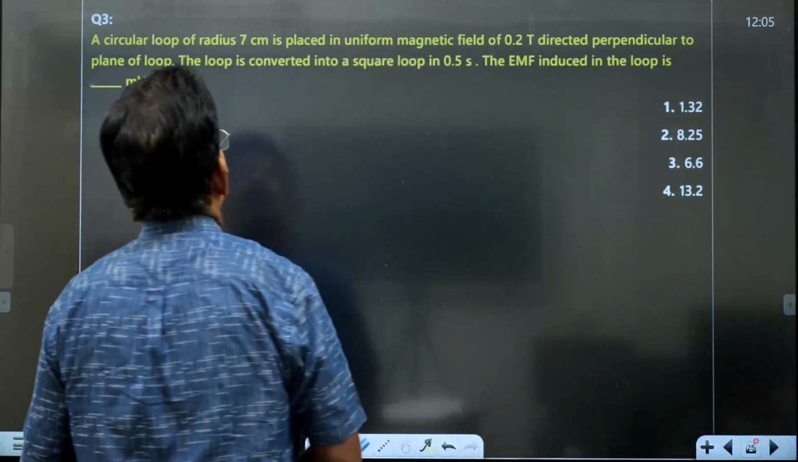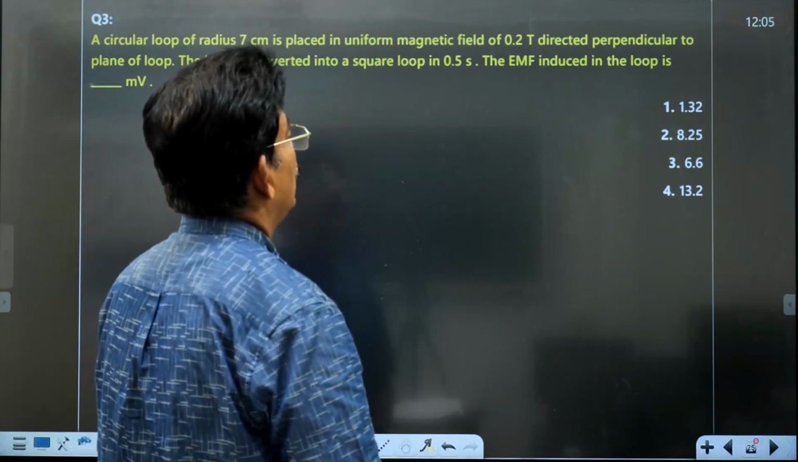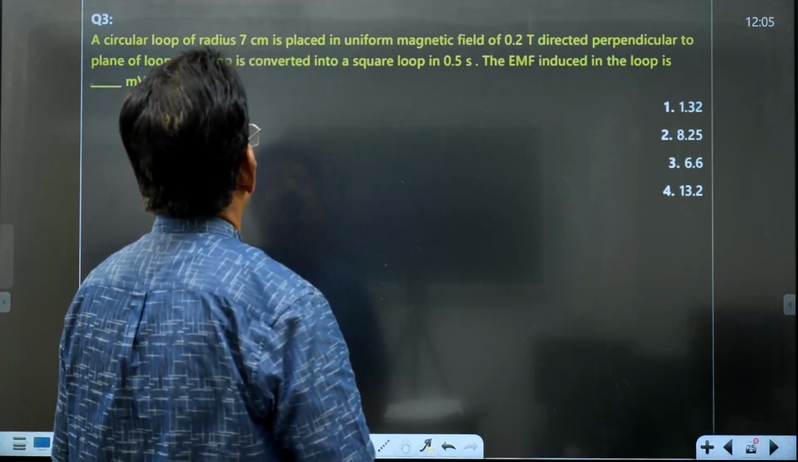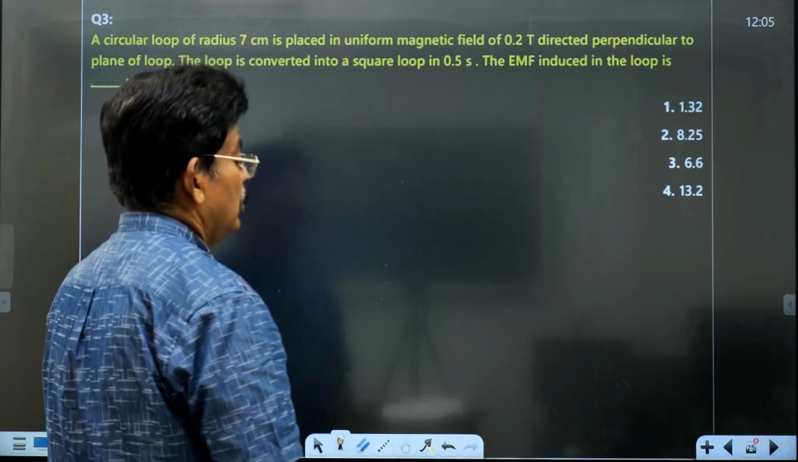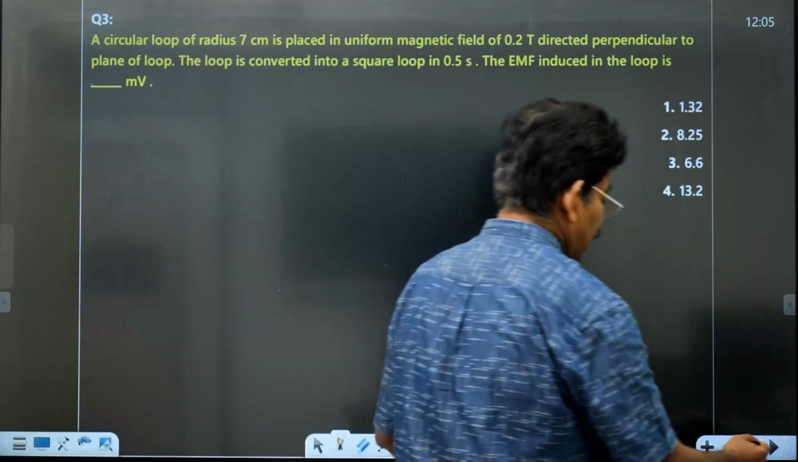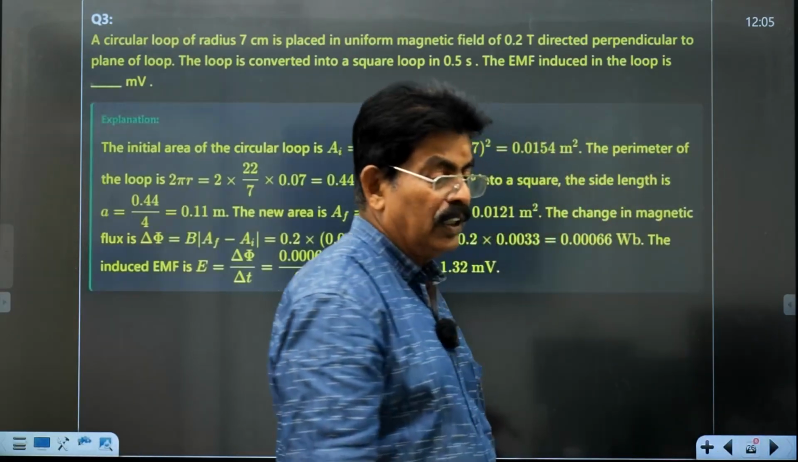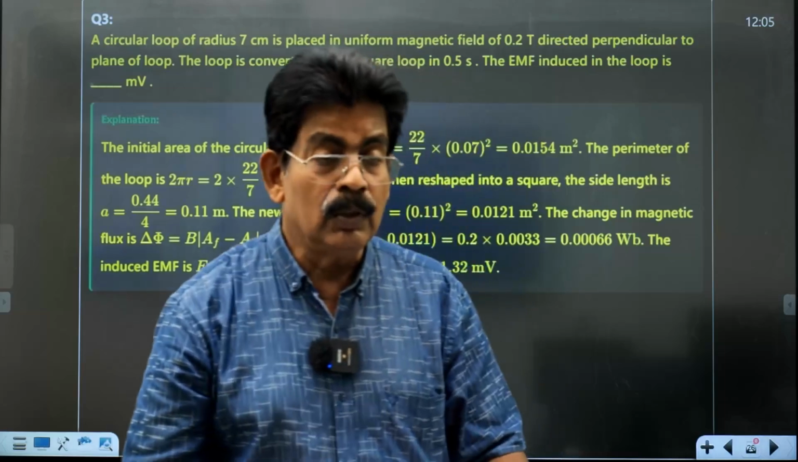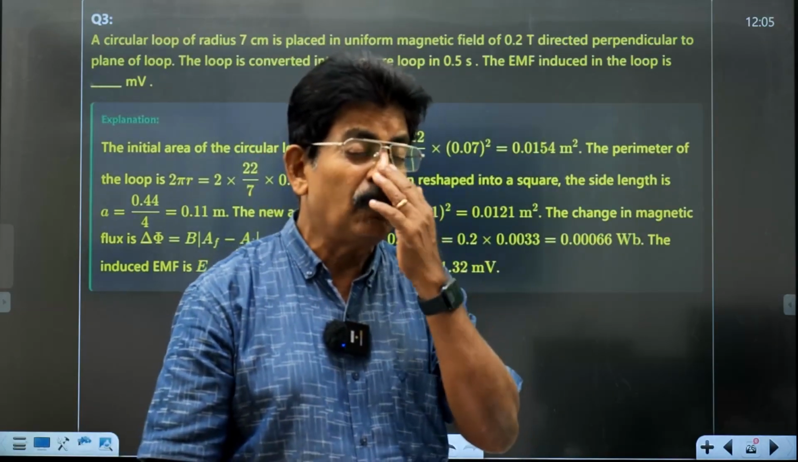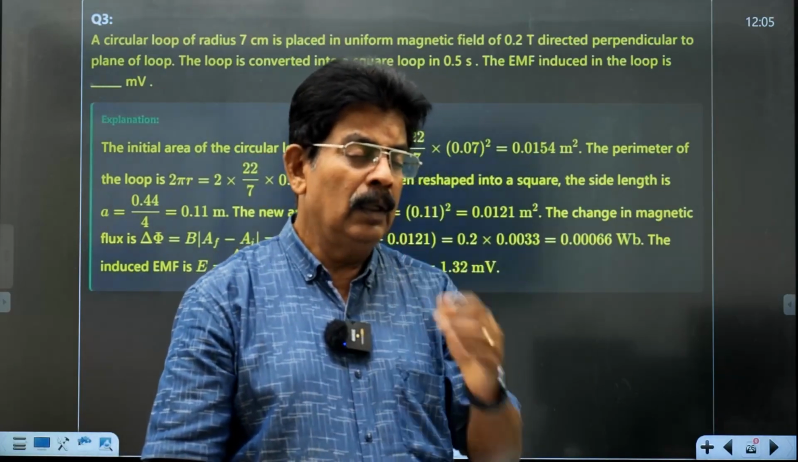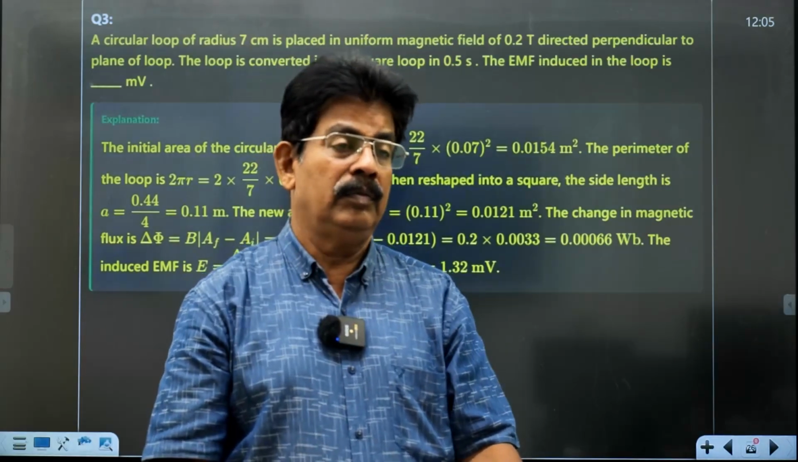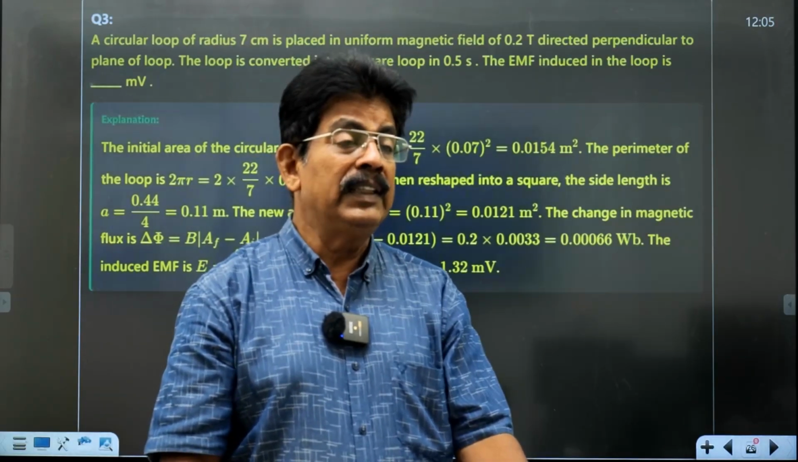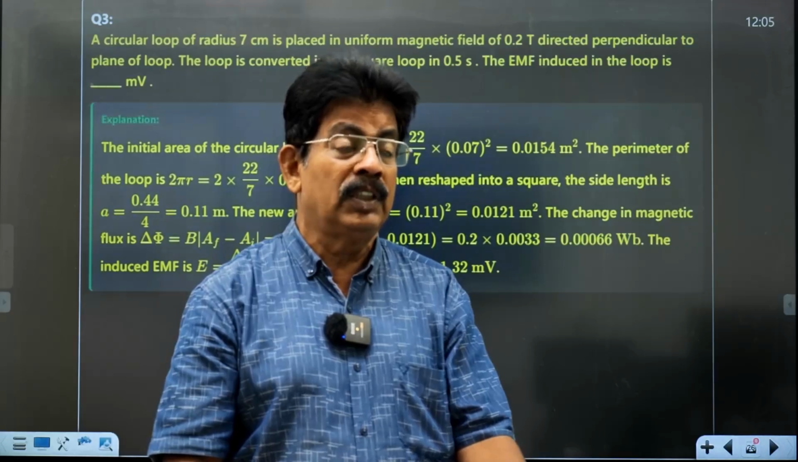Now, a circular loop of radius is placed in a uniform magnetic field directed perpendicular to the loop. The loop is converted into a square loop. Find the EMF induced. We can go to the explanations. Again, everything is clear in black and white. Now tell me, what is the reason for the change of flux? The reason for change of flux is change of area, because flux linked is given by BA cos theta.